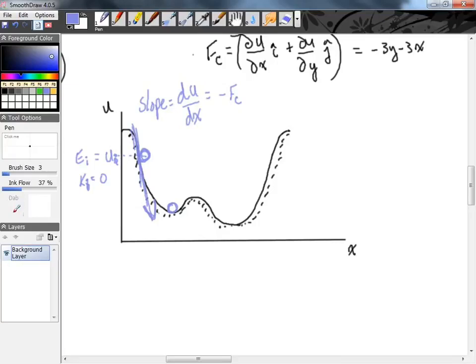When the slope of this line equals 0, what forces are acting on it? None. There are no forces. The conservative force, right? If du/dx equals 0, then there's no force. If the slope is 0, there's no net force acting on our ball right here. Where else could we find this?